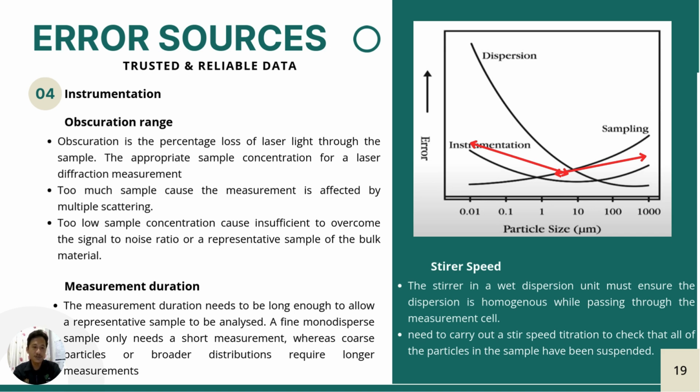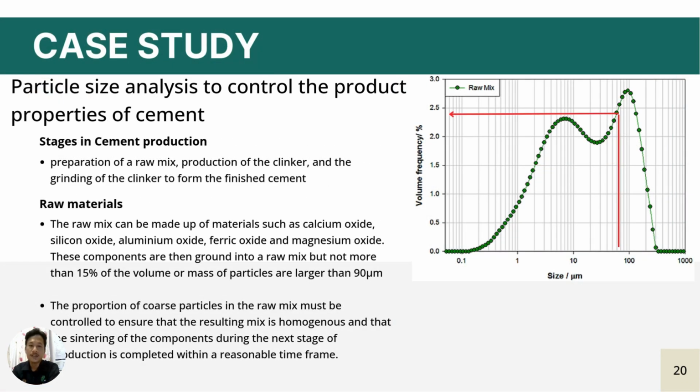The measurement duration also is important and contributes to the error source. The measurement duration needs to be long enough to allow a representative sample to be analyzed. And the stir speed may also contribute to the error source. The stirrer in the dispersion unit must ensure the dispersion is homogenized while passing through the measurement cell. You need to carry out a stir speed titration to check that all of the particles in the sample have been suspended before being analyzed.